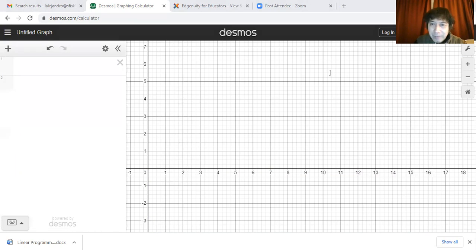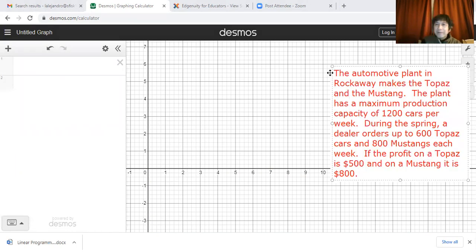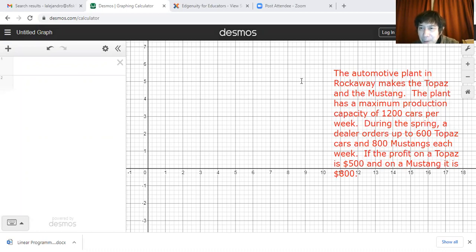All right. Over here. I hope you can see it clearly. The automotive plant in Rockaway makes the Topaz and the Mustang. The plant has a maximum production capacity of 1,200 cars per week. During spring, a dealer orders up to 600 Topaz cars and 800 Mustangs each week. If the profit on a Topaz is $500 and on a Mustang it is $800. And then there's no other statement there. So we're actually looking for the maximum profit here.